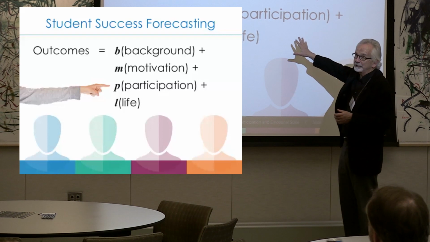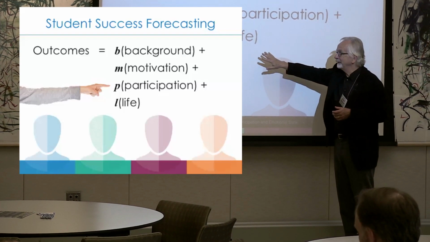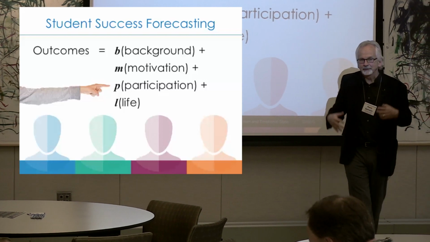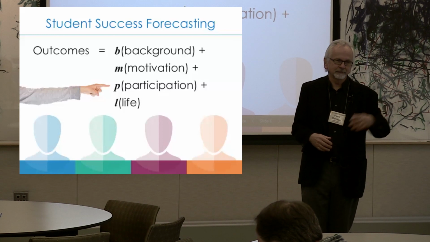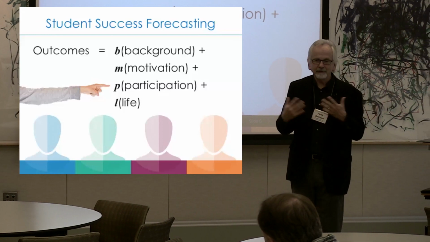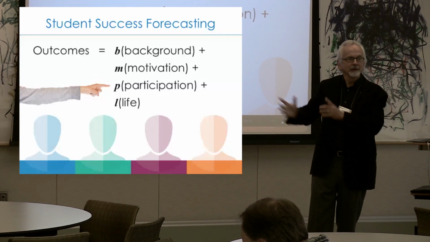The degree to which they actually participate in class is part of my model. And then life also sticks its head in here. Things happen, you know, they broke up with their loved one, or some relative is having a hard time. These things happen, and I think probably also affect their capacity to learn in a course.